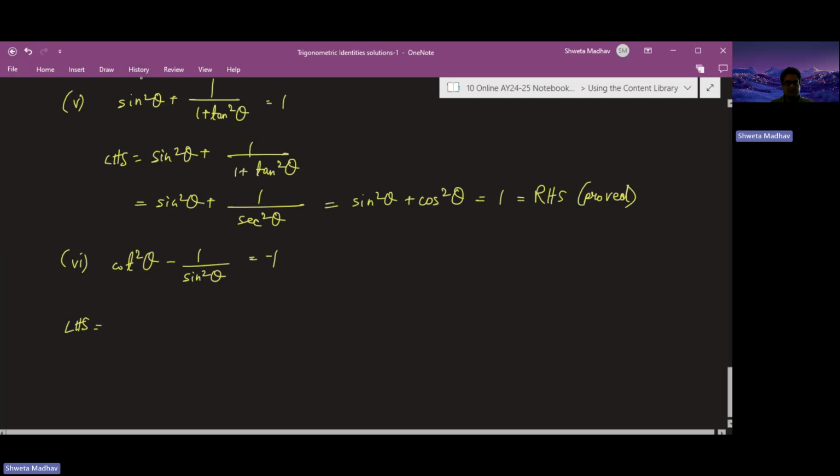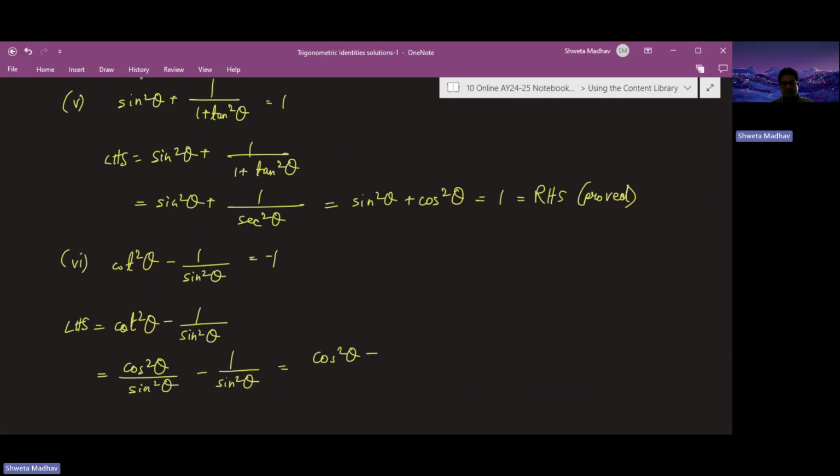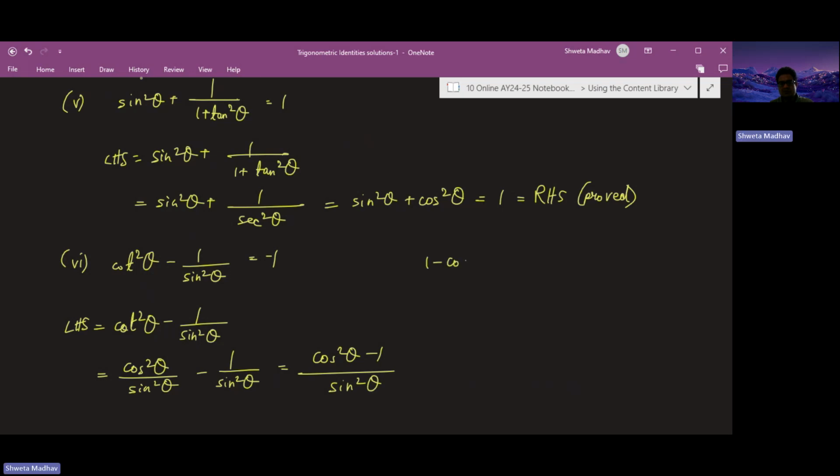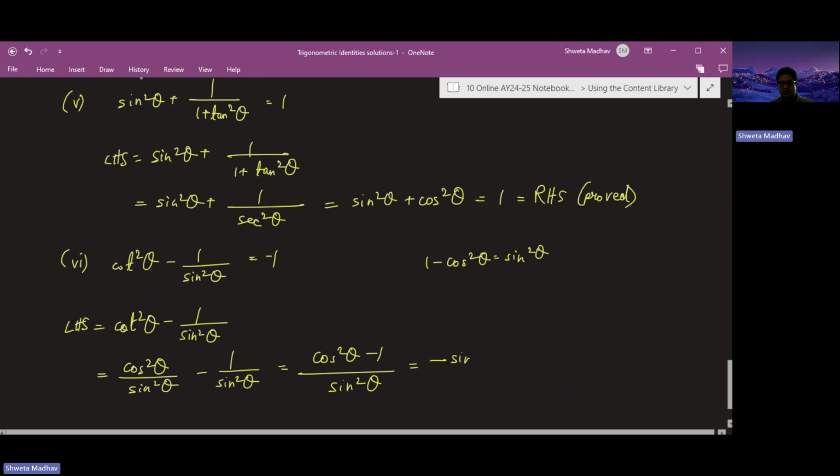Left hand side is given as cot square theta minus 1 by sin square theta. Now cot square theta we can write as cos square theta by sin square theta minus 1 by sin square theta. So this will be equal to cos square theta minus 1 by sin square theta. Now we know that 1 minus cos square theta is equal to sin square theta. So it means cos square theta minus 1 will be equal to minus sin square theta. So this is minus sin square theta divided by sin square theta.